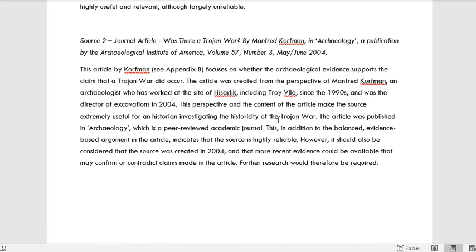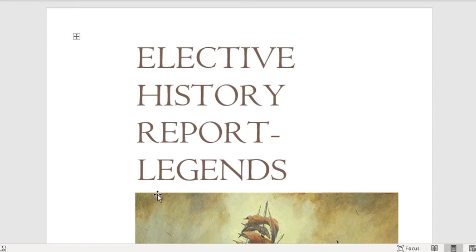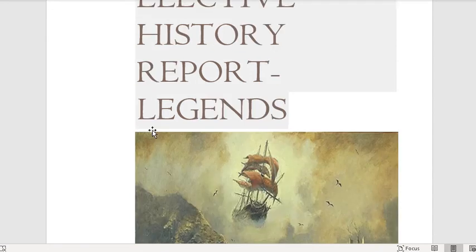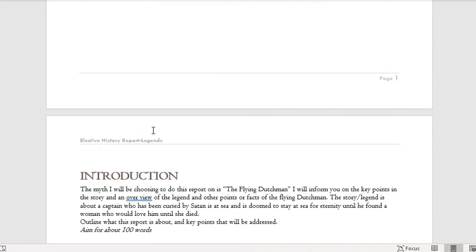And we have a similar example here of source 2. A similar sort of deal there, although because it's a modern source and it's from an archaeological journal, the information provided within it is much more reliable. Let's compare this to our C sample, which looks at the Flying Dutchman.